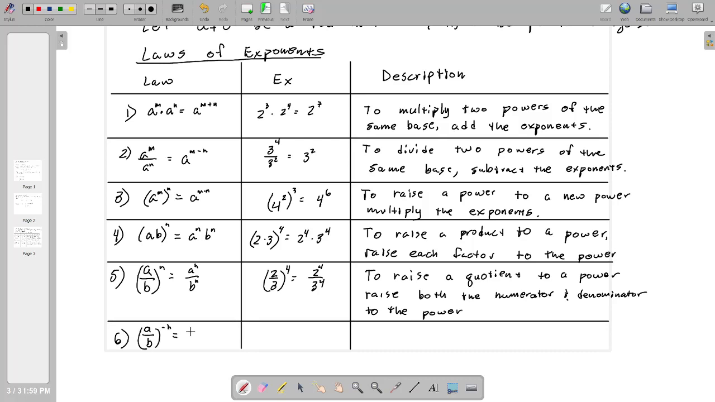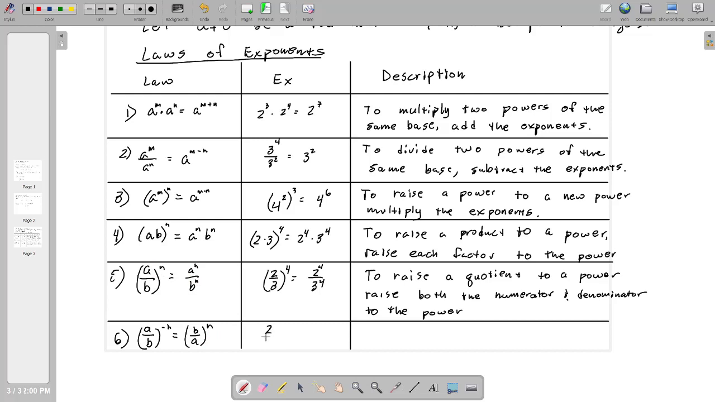A over b to the negative nth power is the same thing as b over a to the n. As we saw before, when you have a negative power, it changes the position from the numerator to the denominator. So we can use the rule from 5 to apply this negative n to the a and the b, and it will flip their positions, and then you can use this rule again to pull the n out to be on the quotient again.